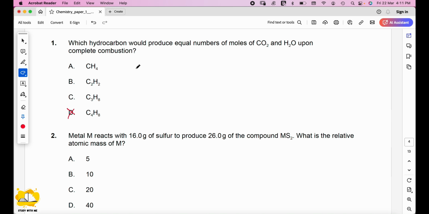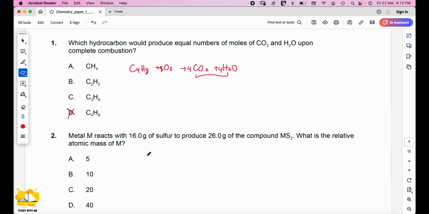So let me write the chemical equation. If C4H8 reacts with oxygen, it will produce CO2 and H2O because it's a complete combustion. So we need to balance this equation by putting the coefficient of CO2 as 4, H2O also 4, and oxygen will be 8. And as you can see, these two have equal numbers of moles, so the answer is D.